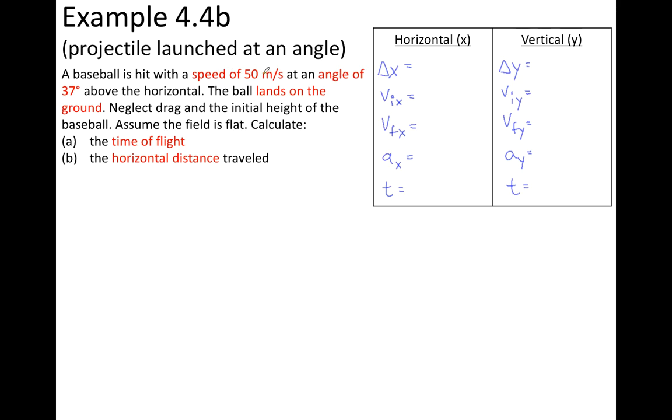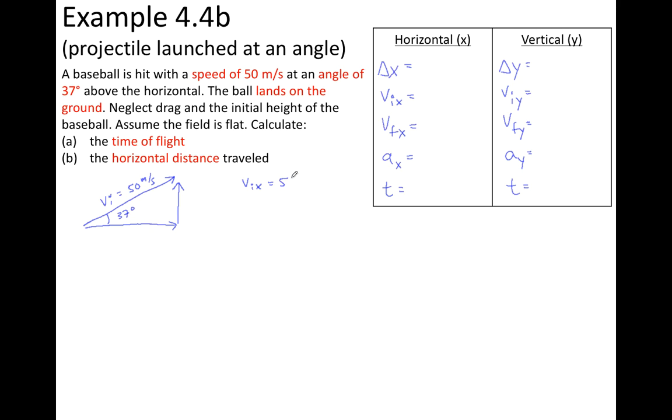Okay, so the speed of the ball is 50 meters per second, and it's launched at an angle of 37 degrees above the horizontal. So we're going to need to figure out the components of the initial velocity so that we can write into our givens table the values for Vix and Viy. The initial velocity has a magnitude of 50 meters per second. The initial angle is given as 37 degrees, and we're going to need to calculate the x and the y components.